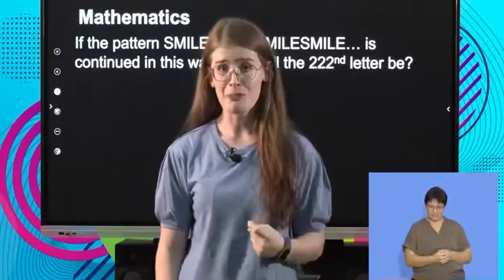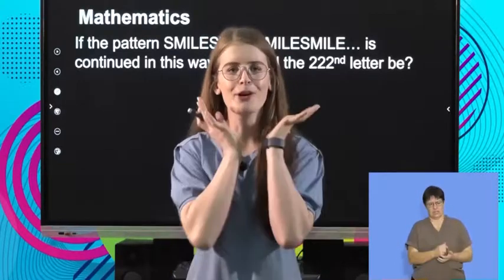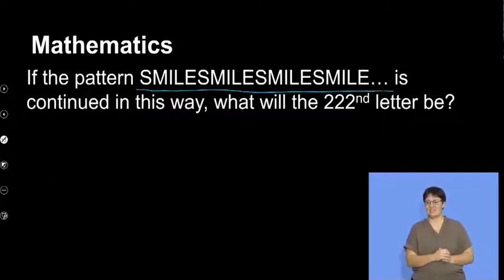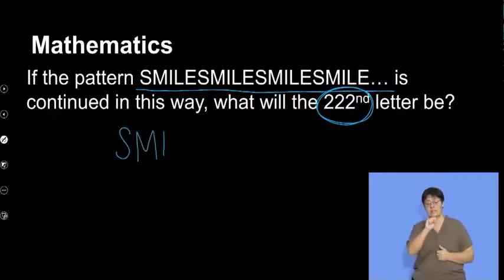Let's look at the question behind me and what this pattern is actually going to be asking me. So while we are all smiling, let's look at it. As I said, we've got smile, smile, smile going on and on and on. This pattern is asking me, what will the 222nd letter be? So you might be thinking, okay, well, how am I going to know that? If we look at the word smile, we can see that it is a 5-letter word.